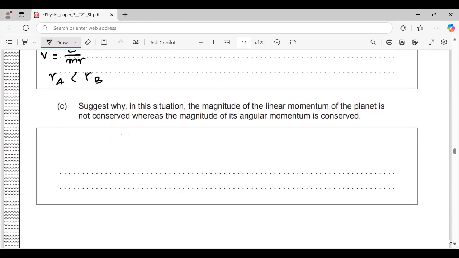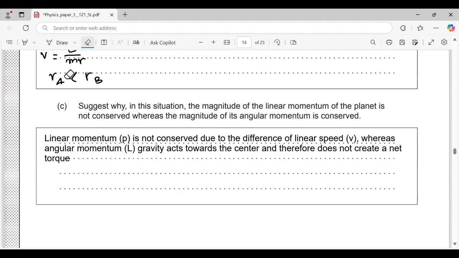Next, suggest why in this situation the magnitude of the linear momentum of the planet is not conserved. Linear momentum is not conserved, whereas the magnitude of the angular momentum is conserved, right? I have provided my explanation about this question. Linear momentum P is not conserved due to the difference of linear speed. Linear momentum is the product of m and v, mass times linear velocity. The linear velocity is affected by the distance, the radius, and the linear velocity affects the linear momentum. Therefore, the linear momentum is not conserved.